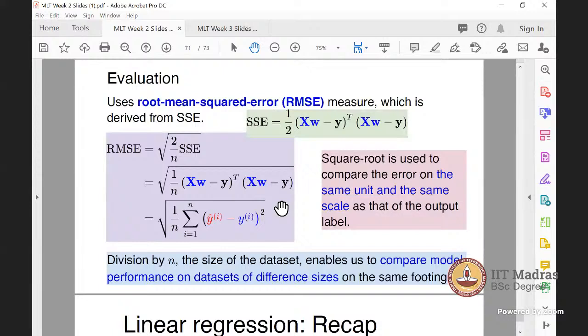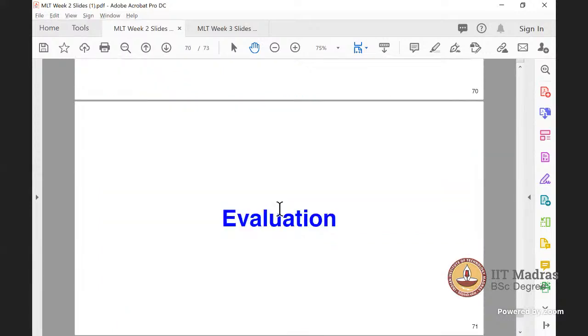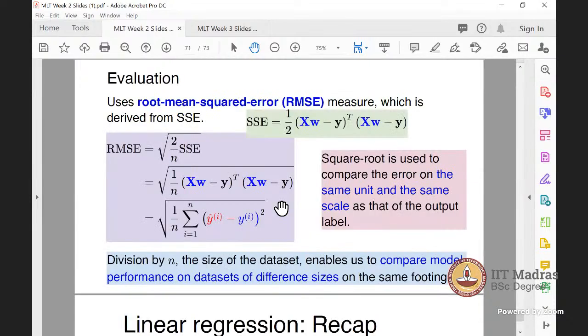Okay, now once we have done the optimization, we want to figure out how our model is doing on unseen data, and for that we use root mean squared error. There are multiple metrics which can be used: mean squared error, mean absolute error, sum of squared error.